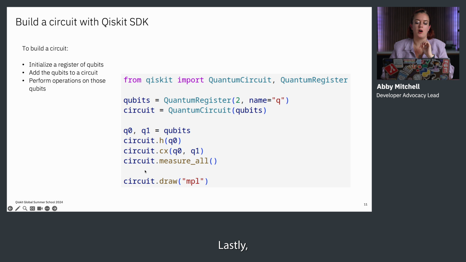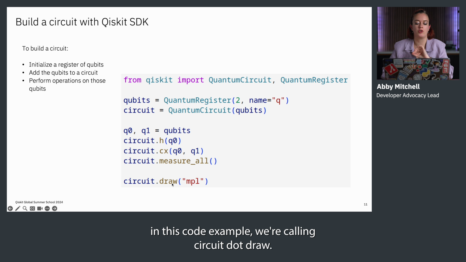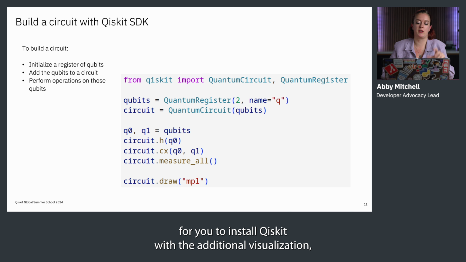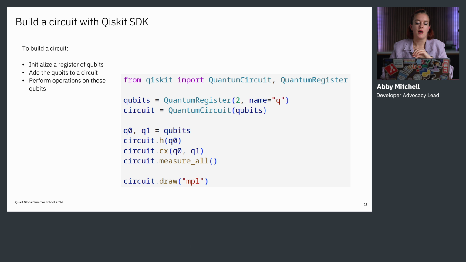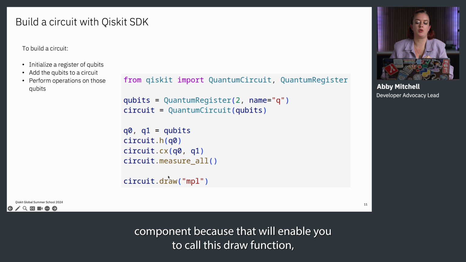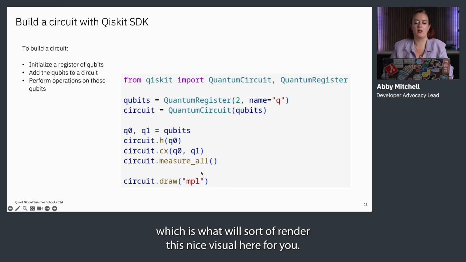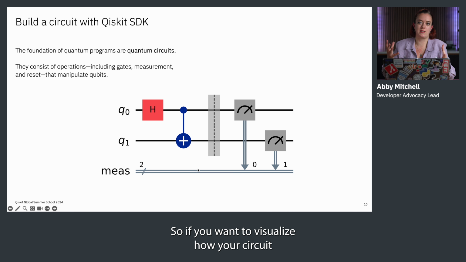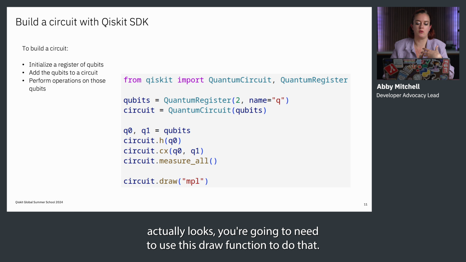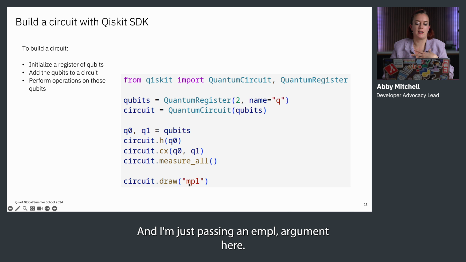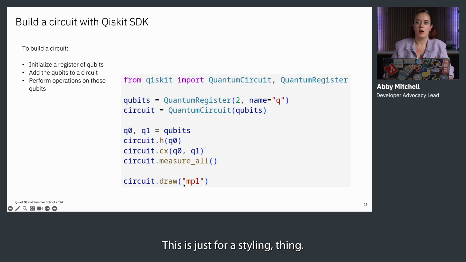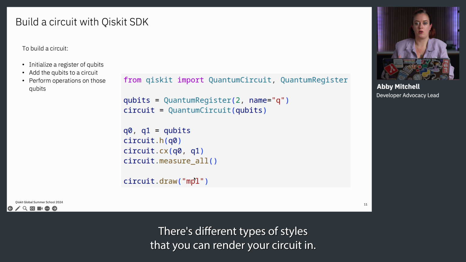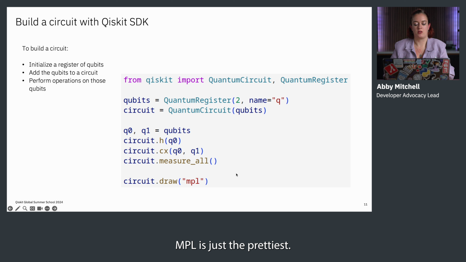Lastly, in this code example, we're calling circuit.draw. This is why I mentioned earlier it's important for you to install Qiskit with the additional visualization component, because that will enable you to call this draw function, which is what will render this nice visual here for you. So if you want to visualize how your circuit actually looks, you're going to need to use this draw function to do that. And I'm just passing an MPL argument here. This is just for a styling thing. There's different types of styles that you can render your circuit in. MPL is just the prettiest.